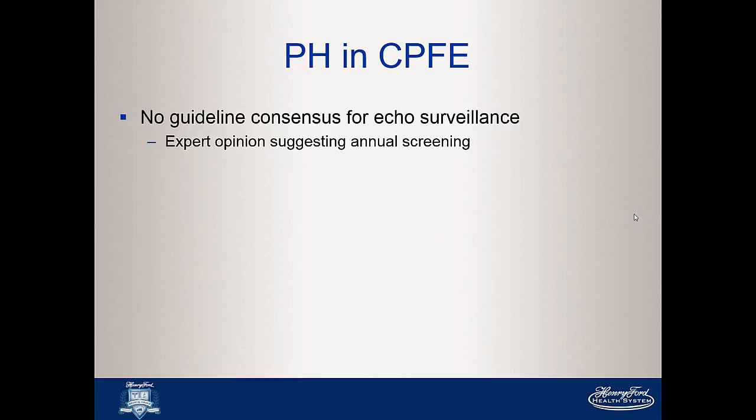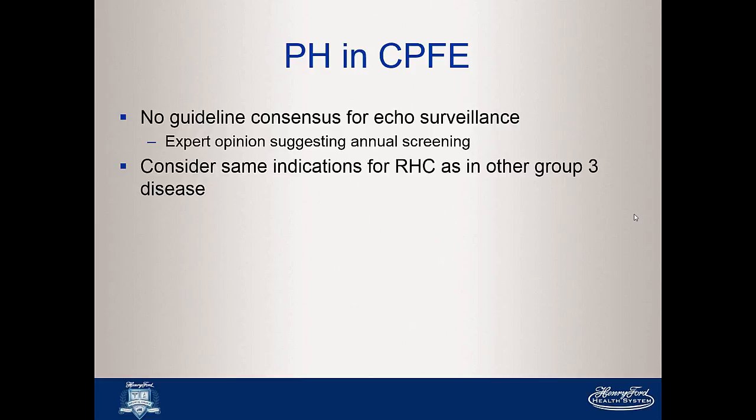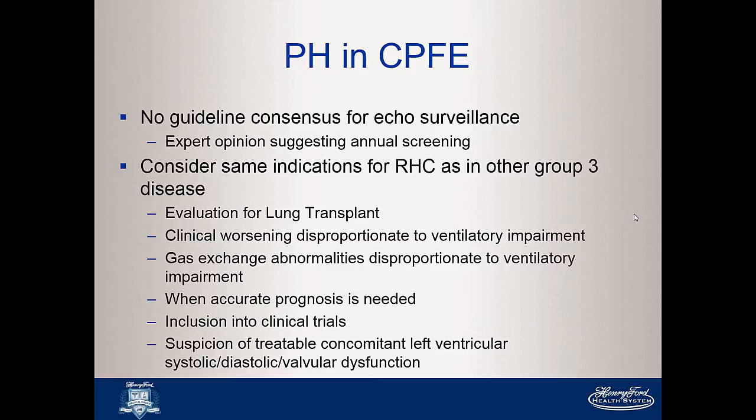In terms of looking at the disease once it's diagnosed, there's really no guideline consensus for echo surveillance, although expert opinion does suggest annual screening once it's isolated. We would consider the same indications for right heart cath as in other group 3 disease. Again, evaluation for lung transplant is probably the biggest one. Inclusion into clinical trials and suspicion of any sort of left-sided heart disease contributing.